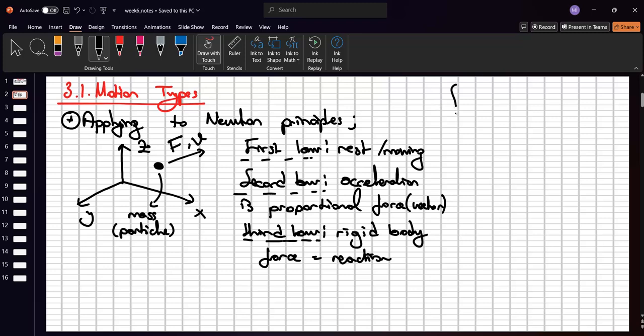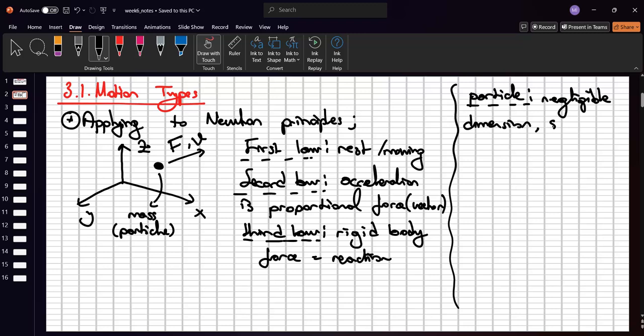So, what about this one? What's the meaning of the particle? Particle means that this has negligible dimension, guys, okay? So we are only creating a force around the translational or the rotational. Translational or rotational motion occurs in the system, in the particle.